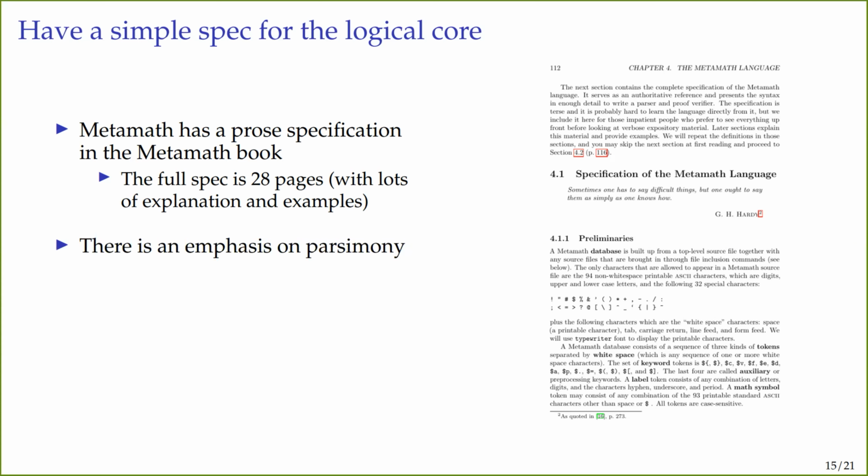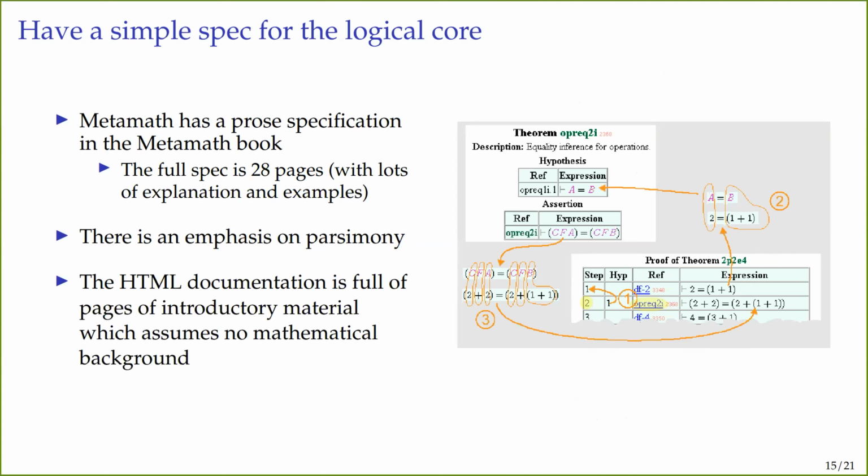There's really an emphasis on parsimony in the language. That is to say, there are few moving parts. There's only a couple of keywords, and there's really only one keyword for doing any particular thing. Yeah. And also the HTML documentation that you can find if you go to the Metamath website is full of pages and pages of introductory material, and they assume really no mathematical background.